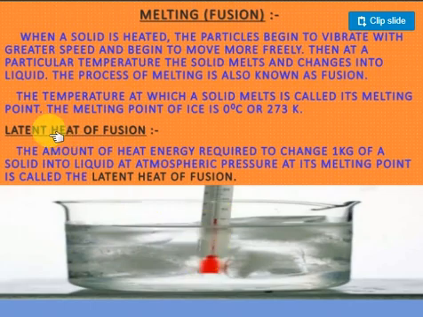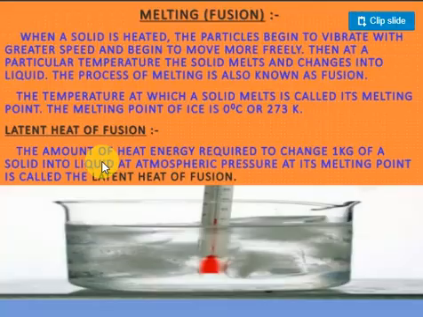It's called latent heat of fusion. Latent heat of evaporation is also there. What does latent heat mean? The amount of heat energy required to change 1 kg of a solid into liquid at atmospheric pressure is known as latent heat of fusion only. Fusion is nothing but the melting process. So the amount of energy required to change 1 kg of solid into liquid is known as latent heat of fusion only.